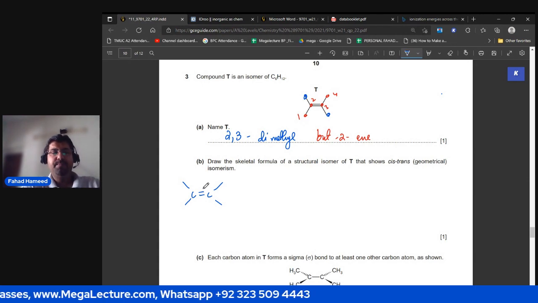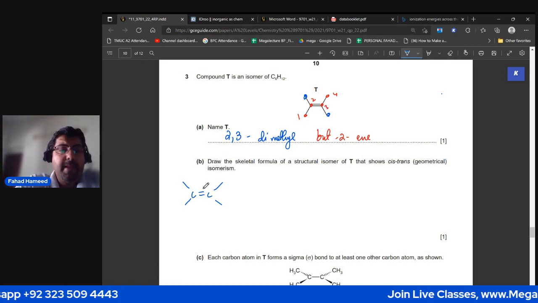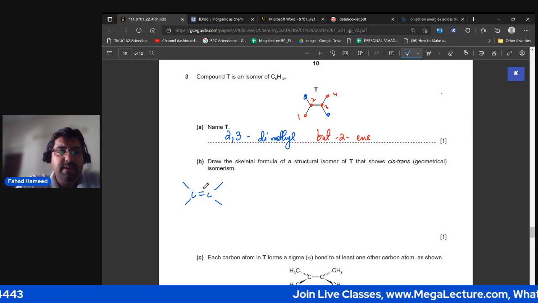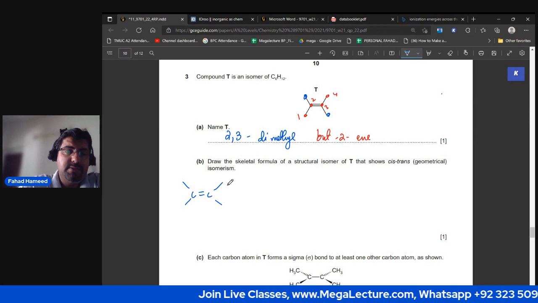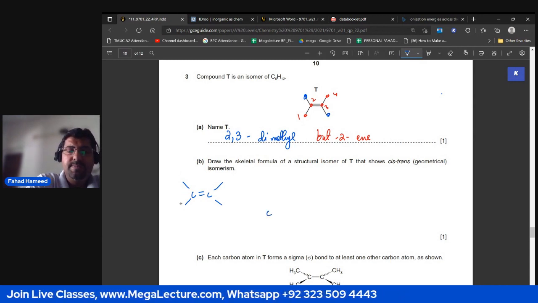Okay, this one. So sorry. We've got a double bond, and I have to make cis trans. So both sides over here should be different. So what I can do is I've got 6 carbon atoms.